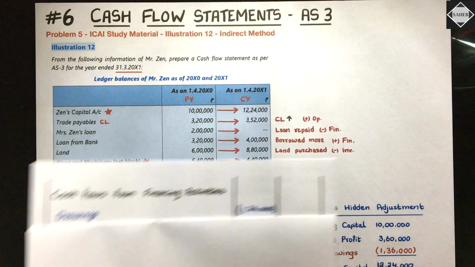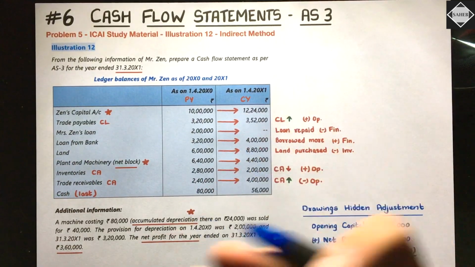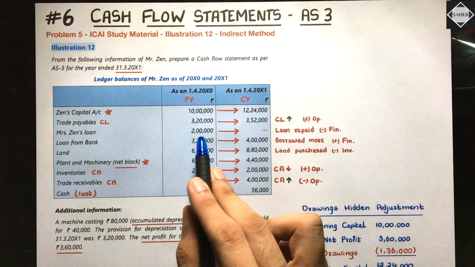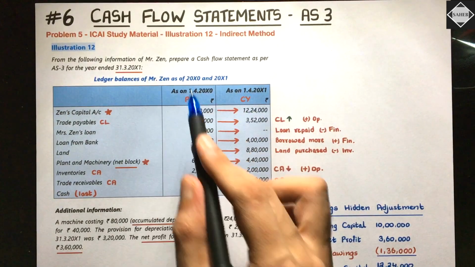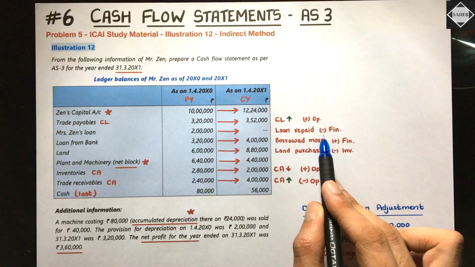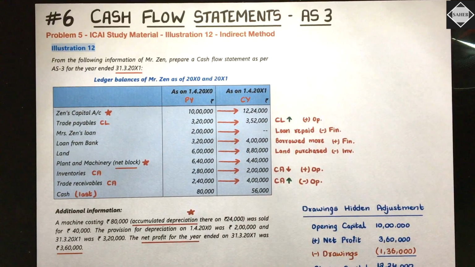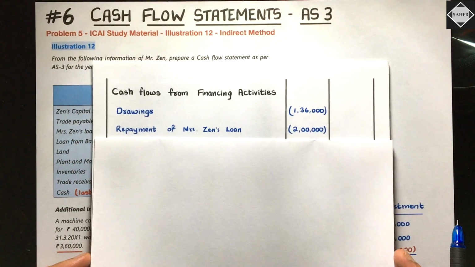And then what happened? Let's just go back to the question. Mrs. Zen's loan. Loans, borrowings are related with financing activity only. It has decreased from 2 lakh to 0. That means we have repaid entire money to his wife. Yeah, Mr. Zen has repaid the loan back to his wife. So that's subtract in financing activity, isn't it? It's an outflow of cash. So see, repayment of Mrs. Zen's loan minus 2 lakh.